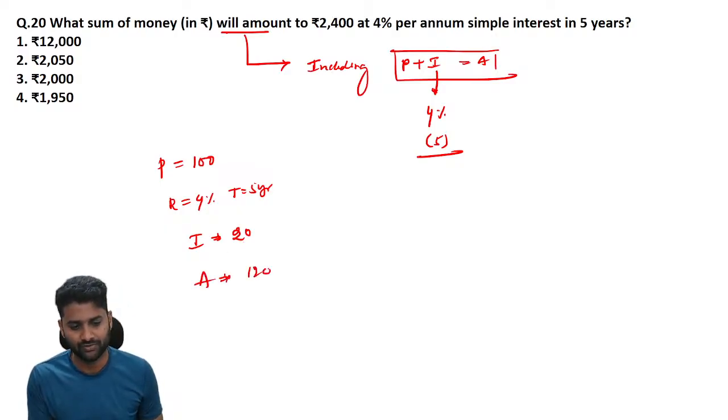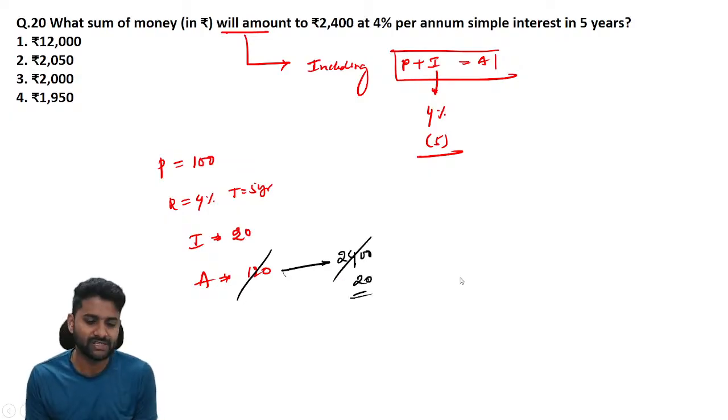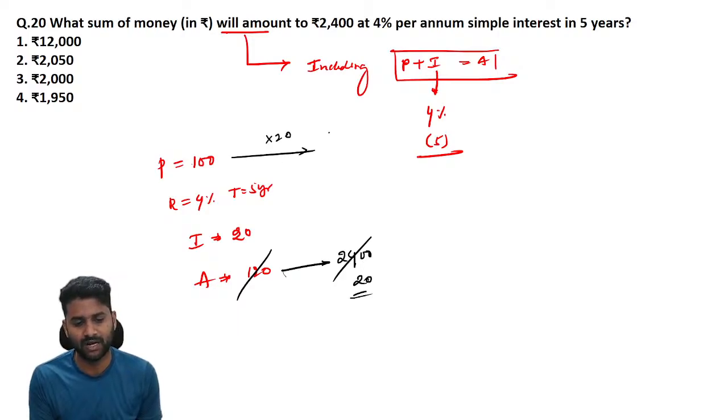Then what is the amount here? 120. Now compare with the original data. Amount is equal to 2400. 120 is equal to 2400. Then each unit is equal to 20 rupees. Now the principal. If you want the principal, 100 is multiplied with the 20. Now the value becomes 2000.